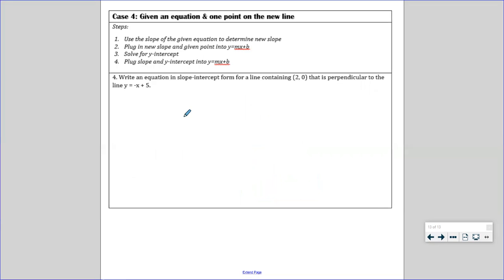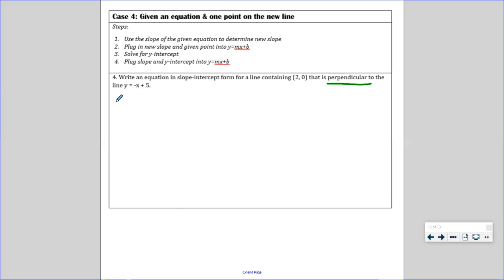Okay, so the steps are: use the slope of the given equation to determine the new slope, plug in the new slope and given point into the y equals mx plus b, solve for the y-intercept, and then plug the slope and the y-intercept into y equals mx plus b. So it says write an equation in slope-intercept form of a line containing (2, 0) and is perpendicular to the line y equals -x plus b.